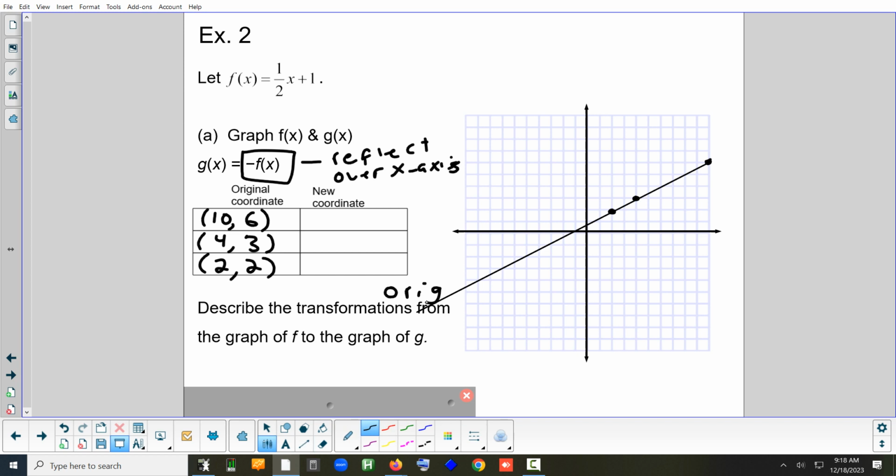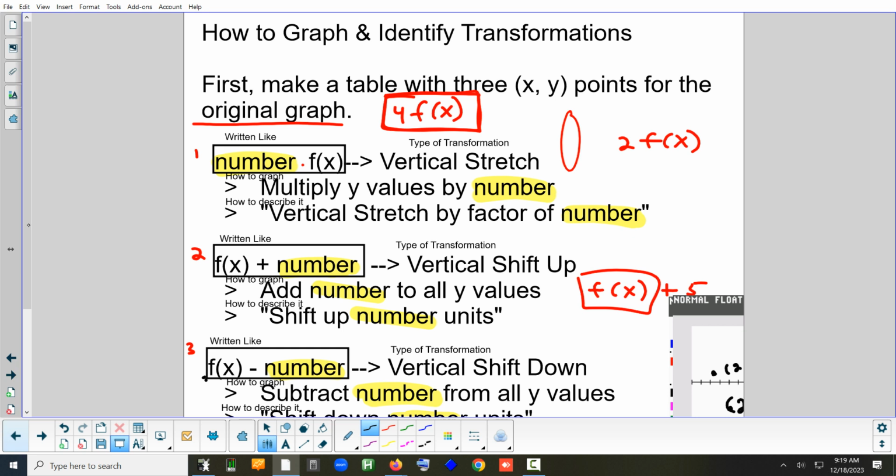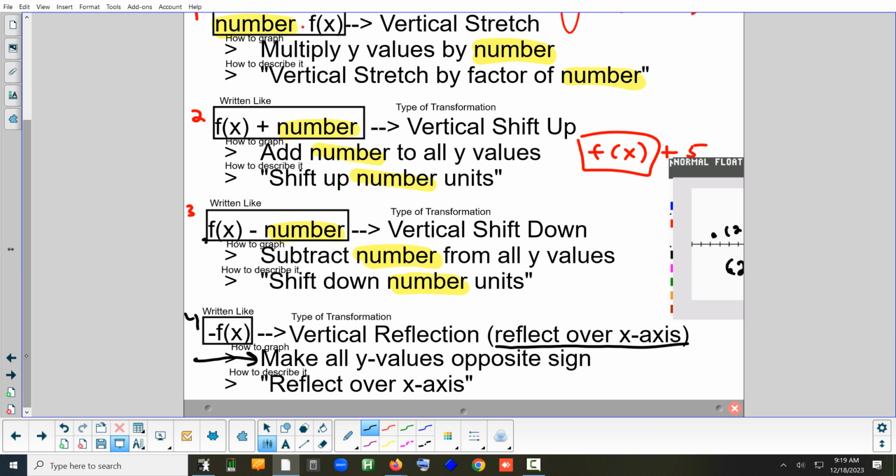All right, now we need the new coordinates. Let's go back to our table and look at the how to graph column. Look at the how to graph column when there's a negative in the front like that. Okay, so which box are we looking at again? For boxes 1 through 4?